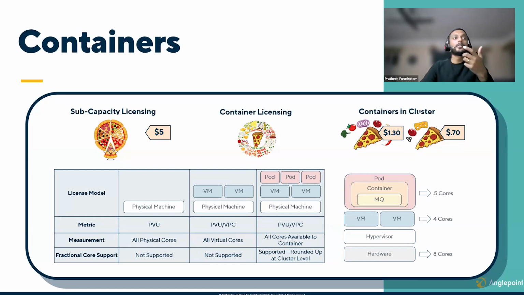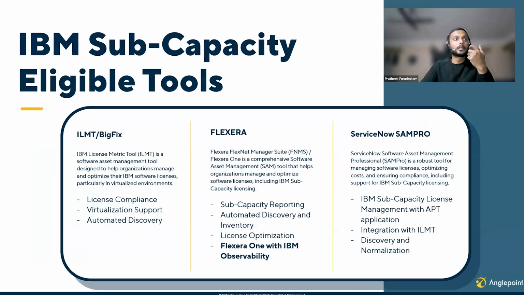Now, we're going to speak about the sub-capacity tools approved by IBM. Those are ILMT slash BigFix, Flexera, ServiceNow, and SAM Pro. ILMT is IBM's own tool and comes free of cost. Customers who are using IBM software can download ILMT without purchasing at a single dollar. It sits on top of the BigFix platform, and BigFix agents will be installed on all the servers where the sub-capacity products are, basically the products measured by PVU or VPC. Then you will have the licensing done on ILMT.